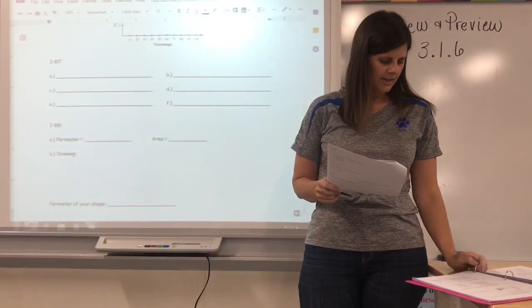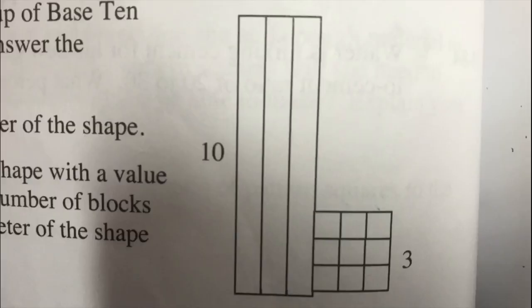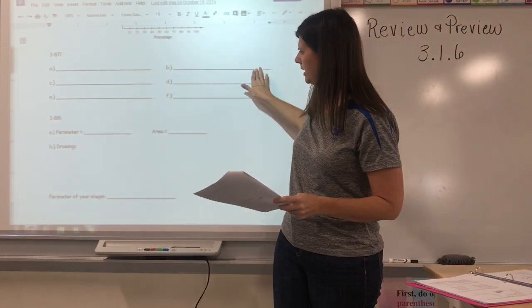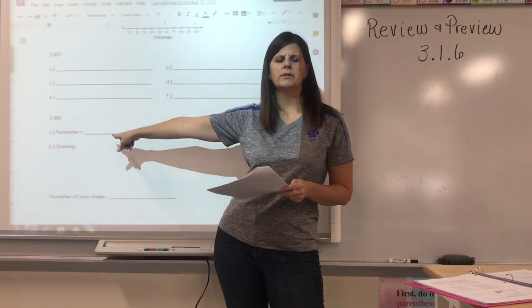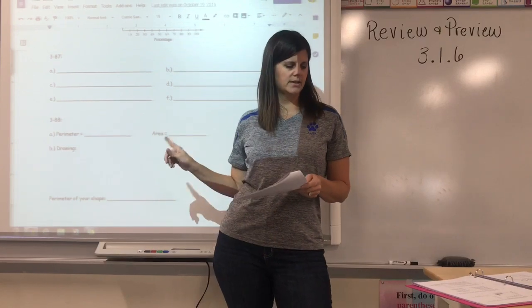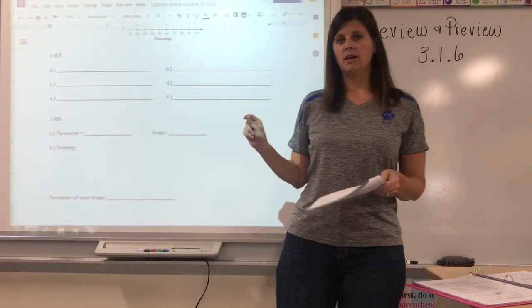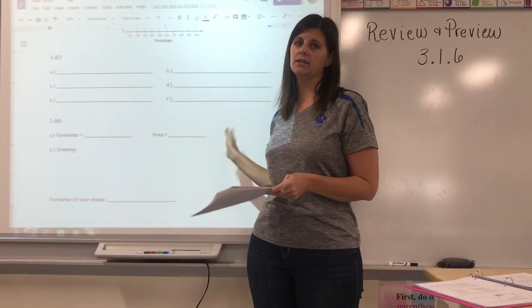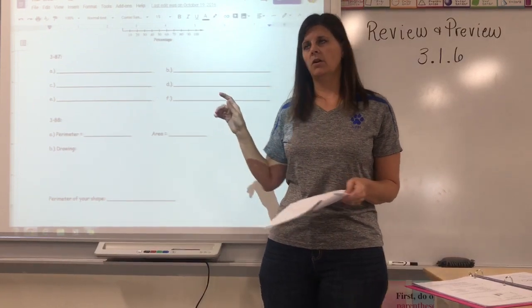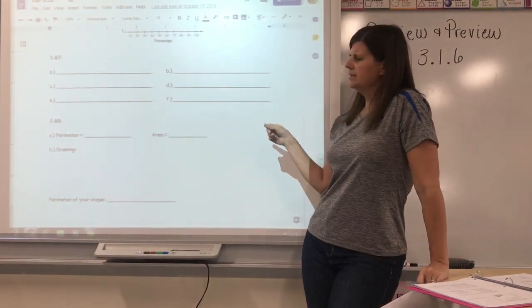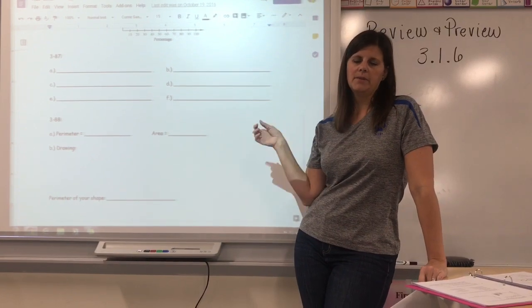For question 88, they show you a diagram that's made up of base 10 blocks. And using that diagram, we're supposed to answer some questions. Part A, they want to know both the perimeter and the area. Since these are base 10 blocks, think about our labels. We're going to say units and square units for our labels. Area is the quick one to find. Keep that in mind here.